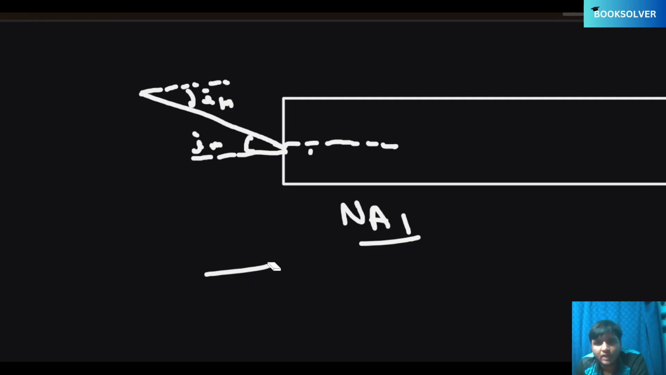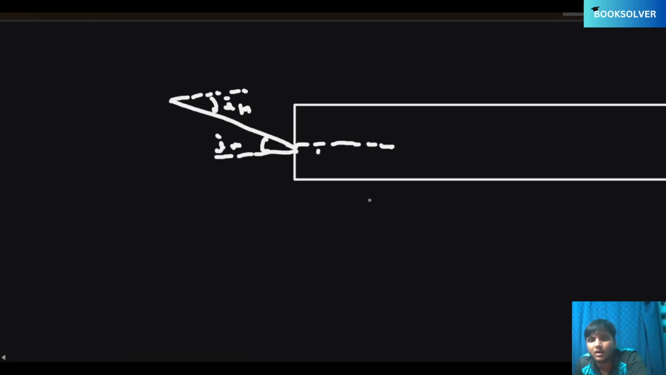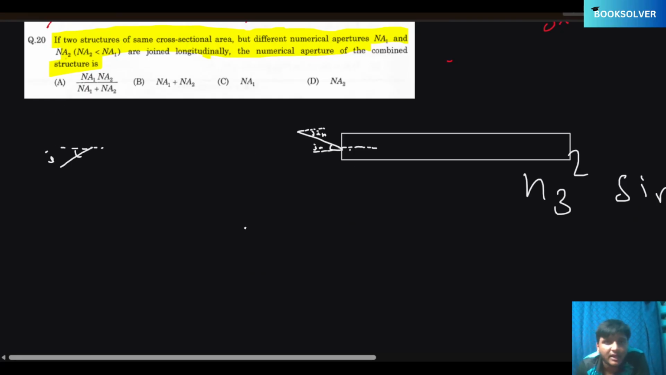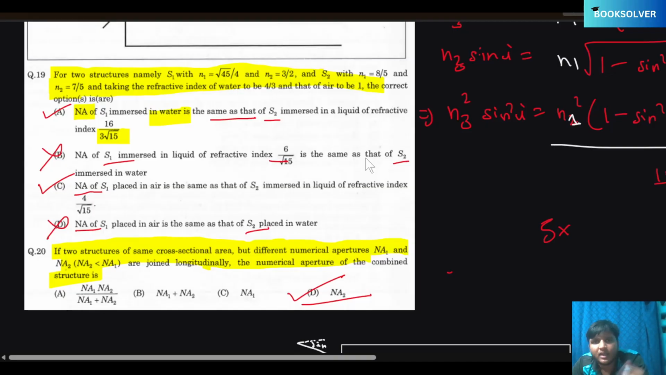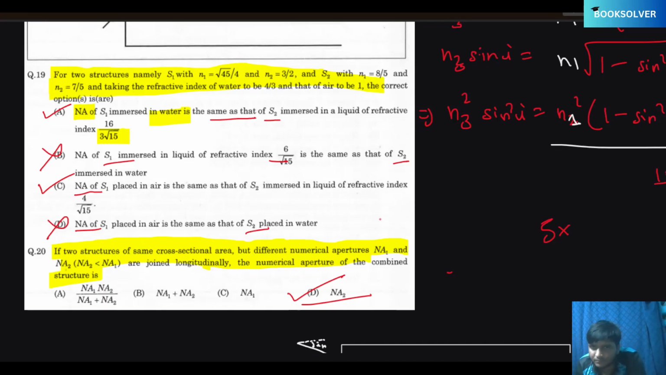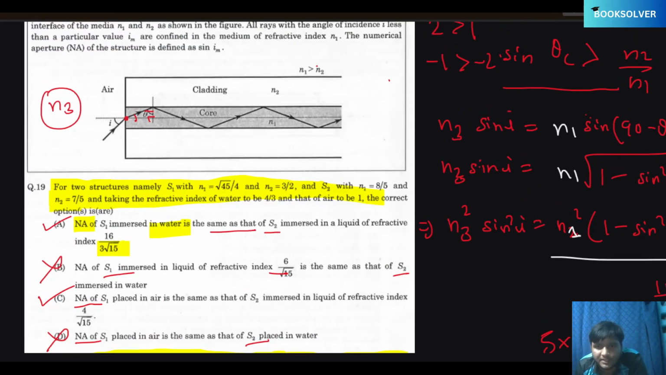So we have to assume a common numerical aperture that will let them pass here. Finally, the answer will be nothing but whichever one is lesser, so the lesser is NA2 here. So combined, they have to be put in a medium of numerical aperture NA2. Then only they will pass through both of the optic fibers here. Thank you everyone.